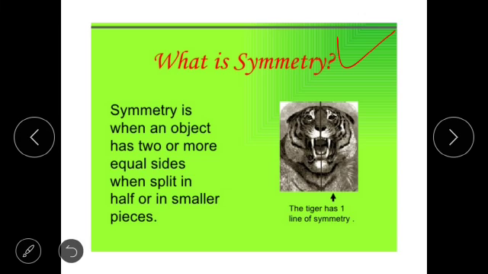Symmetry is when an object has two or more equal sides when split in half or in smaller pieces. That is, when an object has two or more equal sides.